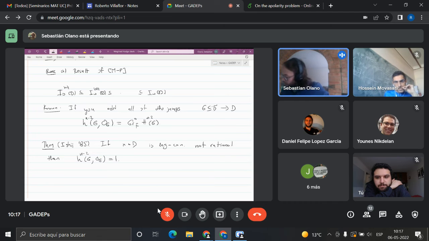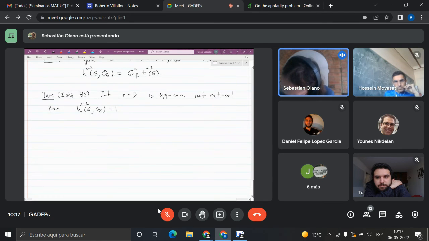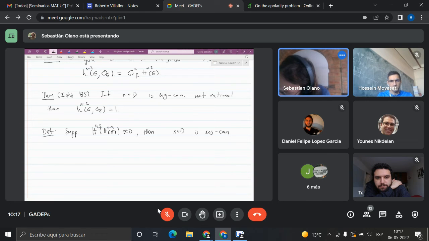And she gave a name. So suppose that H^{0,s} of H^{n-2} of G is different from 0, then we say that x in D is log canonical of type (0,s). So in this way, she gave a classification of isolated log canonical singularities using this Hodge theoretic invariant.